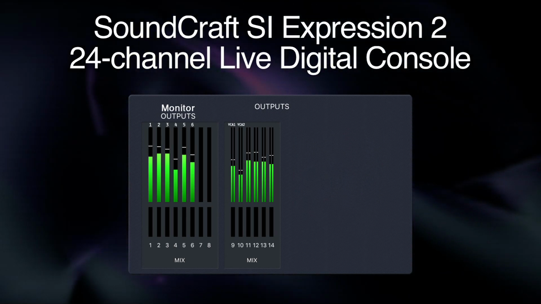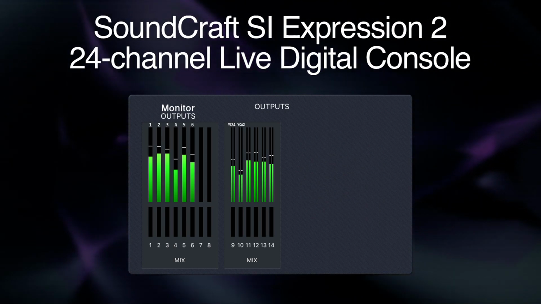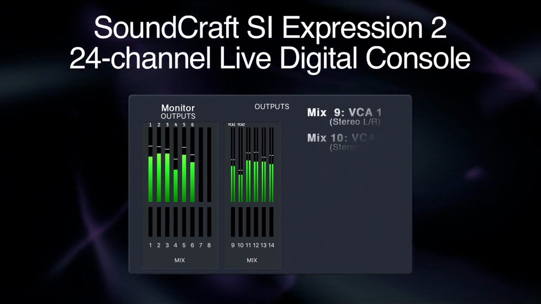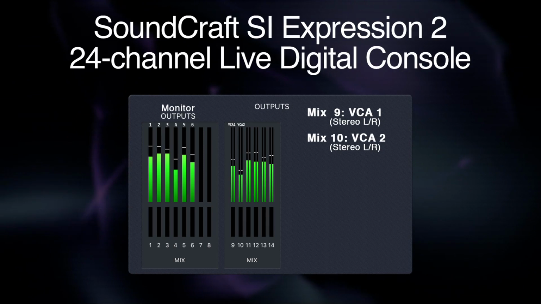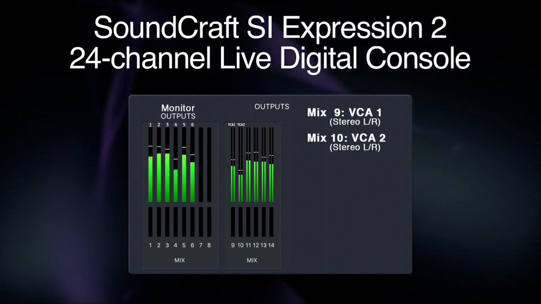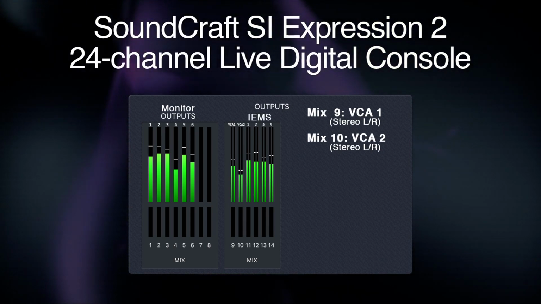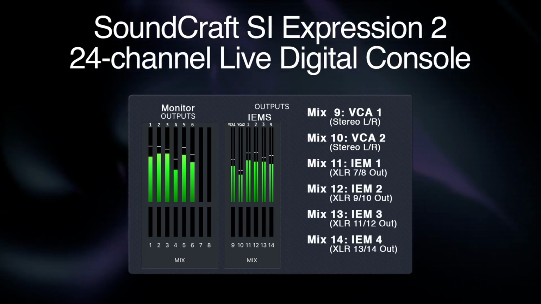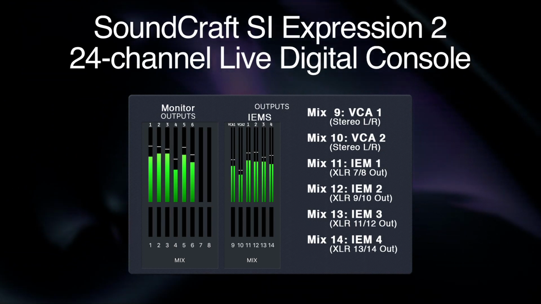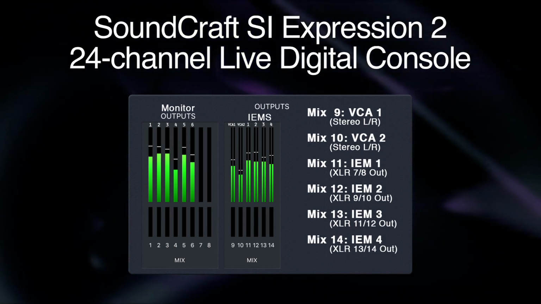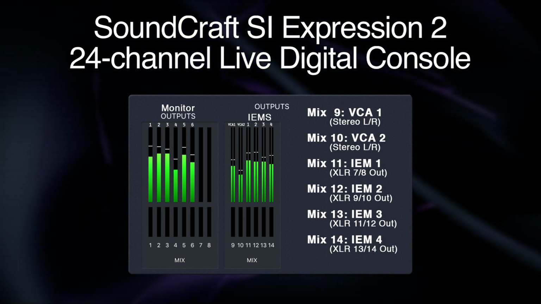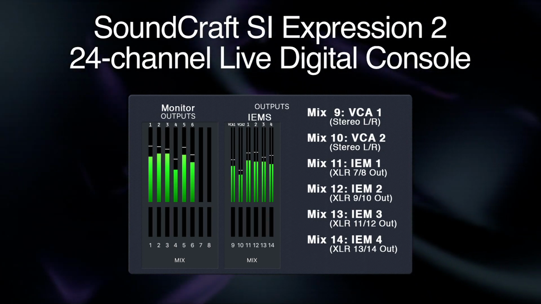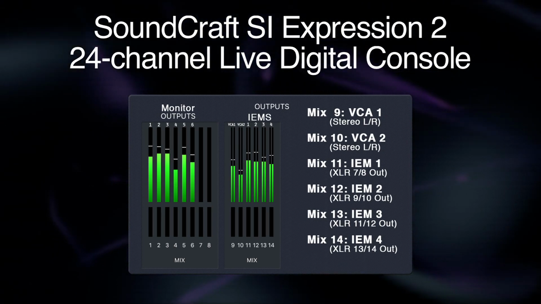To add more flexibility to our mixing options, we decided to assign Mix 9 and Mix 10 as stereo VCAs. Mixes 11 through 14 are stereo in-ear monitors, and they appear on the XLR outputs 7, 8, 9 and 10, 11, 12, and 13, 14. This allows us to solve many monitoring issues regardless of tracking environment.